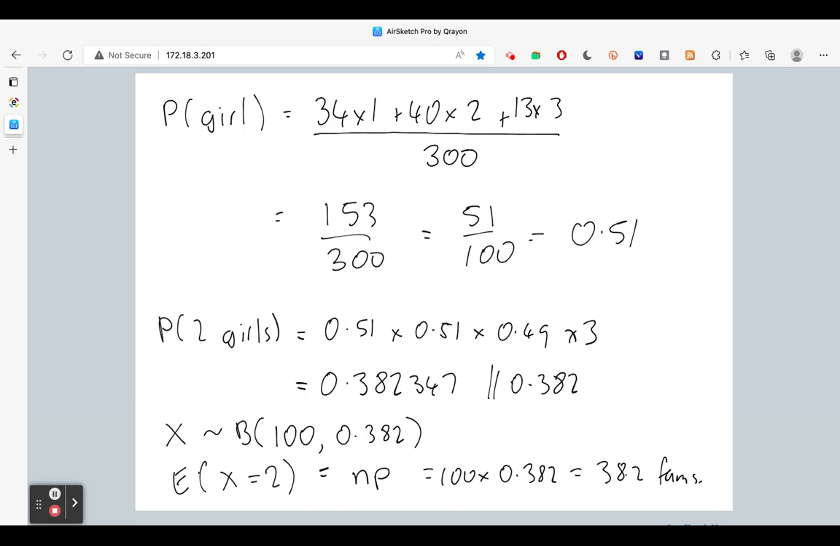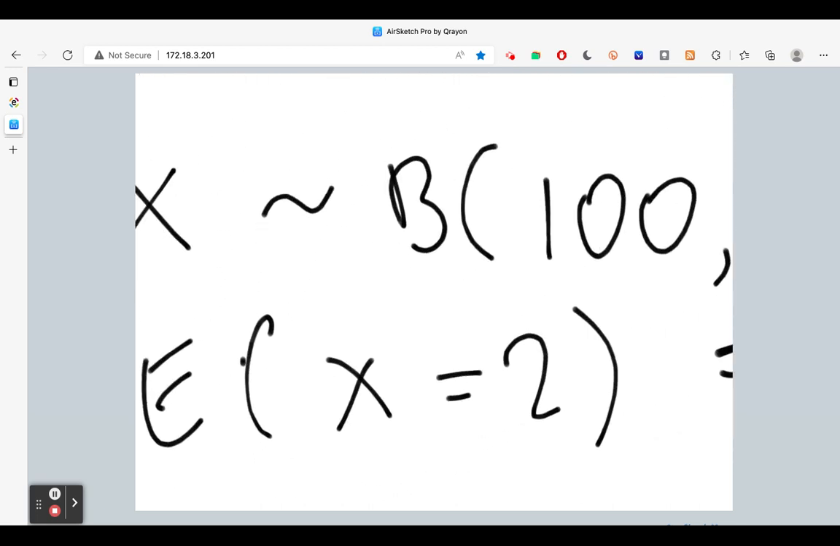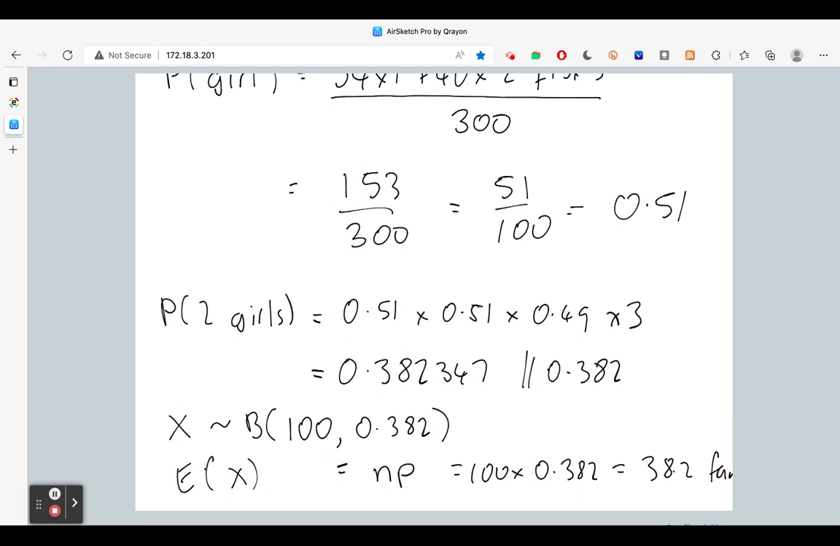Side note, I just paused the video and had a bit of a think and came back. I felt uncomfortable with this bit here where I said E of X equals 2. That's not how we do it in binomial distributions. X equals 2 doesn't make sense. X is just the value we're looking for, the expected value, because the binomial distribution already is set in terms of from 100 families, there's a 0.382 chance that they have two girls in their family. So E of X is equal to NP equals that 38.2 families.